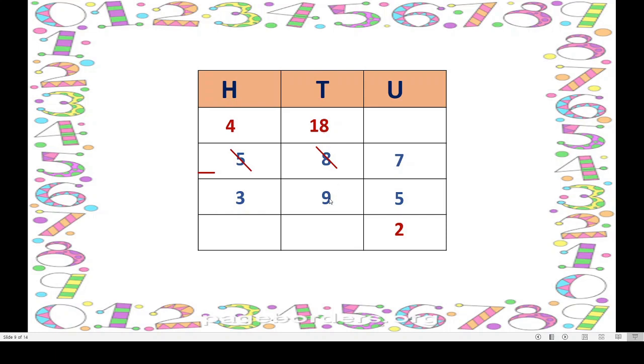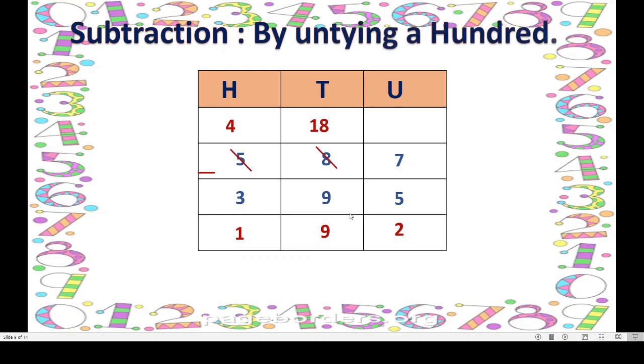Okay, now 18 minus 9 is equal to 9, isn't it? And 4 minus 3 is equal to 1. So the answer is 192. What is this called? This is called subtraction by untying a 100. We untied this 100, isn't it? Good. Procedure is same. Next one.